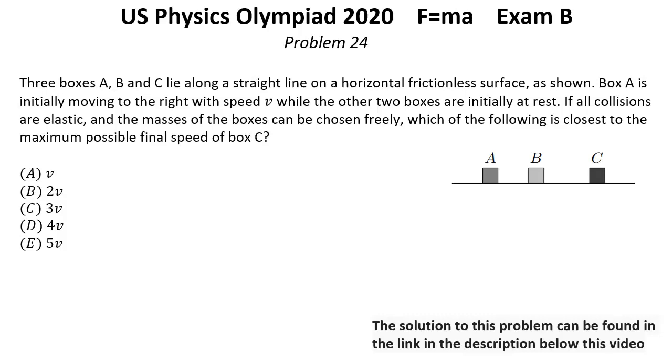We can write the equation for the speed of block B after collision. For an absolutely elastic collision, we have this formula, which is almost equal to 2v for mass ma much greater than mass mb. For the same reason, we can say that for mass mb much greater than mass mc, we have to multiply this speed by 2, which gives maximum speed 4v. And that's answer D, and that was the solution for problem number 24.